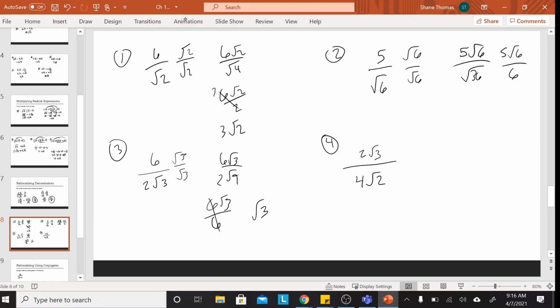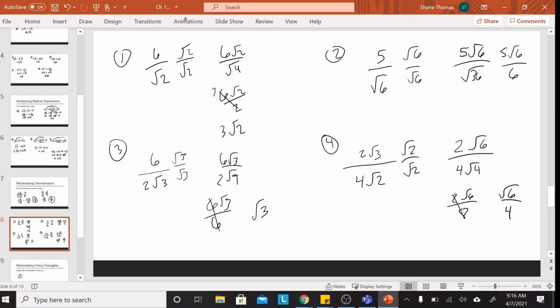Last one, what do I need to multiply by? Root 2 over root 2. So on top, I'm going to have 2 root 6. On the bottom, I have 4 root 4. Root 4 becomes 2. So I have 2 root 6 over 8. Simplify. I have root 6 over 4. Who went 4 for 4 there? Good.